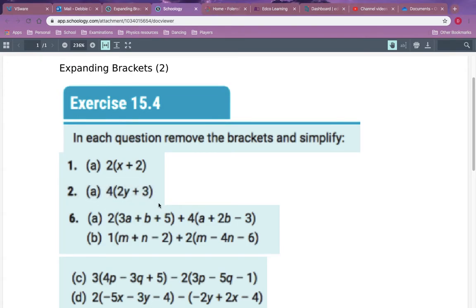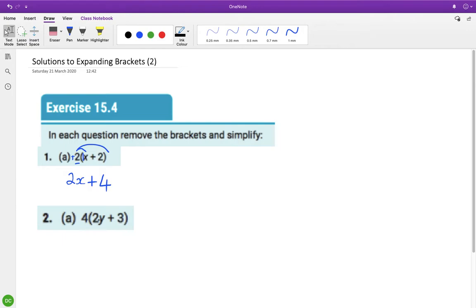Okay, so second one. So 4 and the 2y. 4 times 2 is 8, and the only letter is a y. This is a plus 4, this is a plus 3. Same signs mean plus, and 4 times 3 is 12.